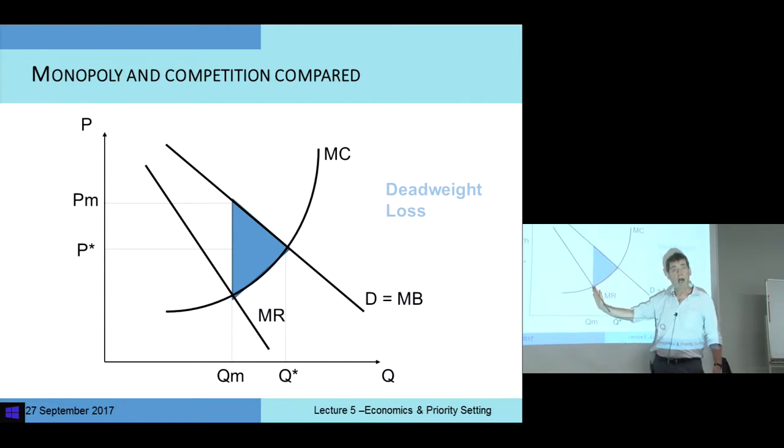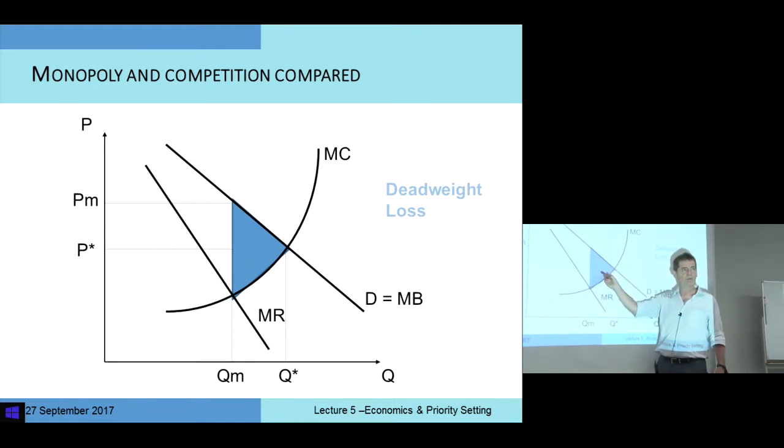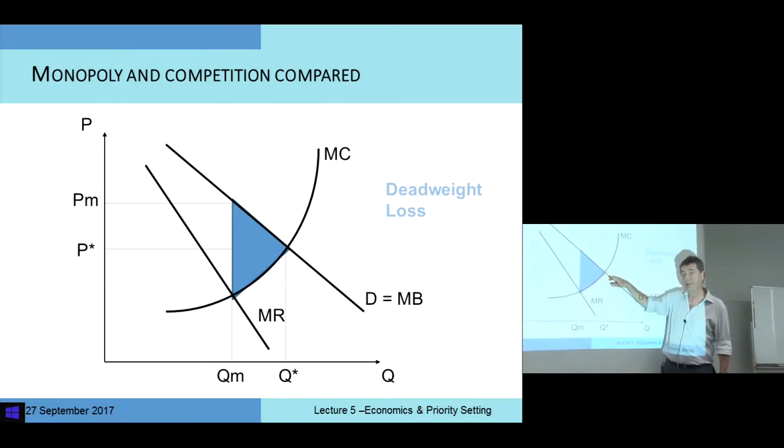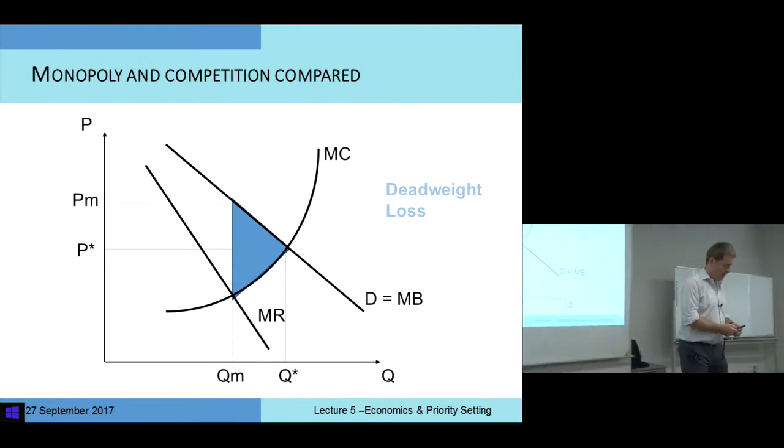Because if we were here and we increased output and moved to the competitive solution, we would gain this blue area. That's because at this point, the marginal benefit is just equal to the marginal cost. If we produce even more, and we go out here somewhere, well then the marginal benefit is now below marginal cost. And so it's inefficient in the other direction. Only at this point here do we have the two equal.